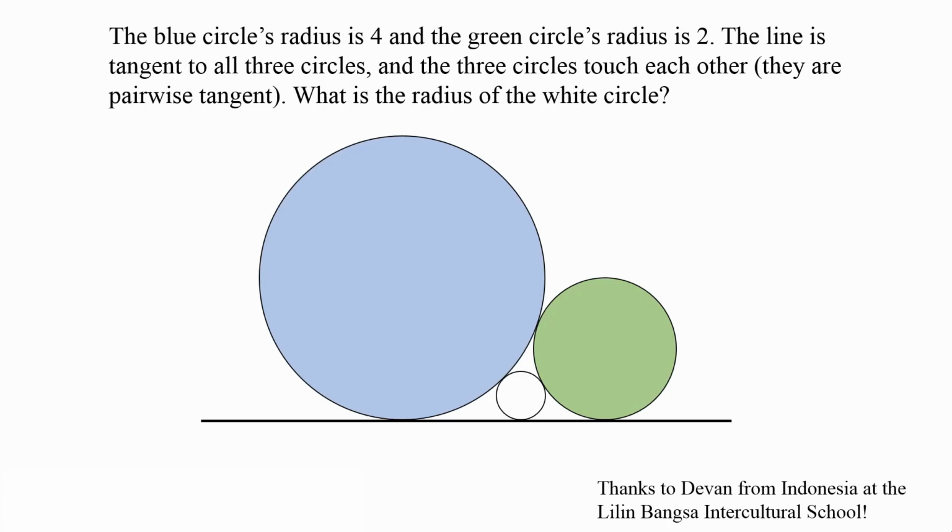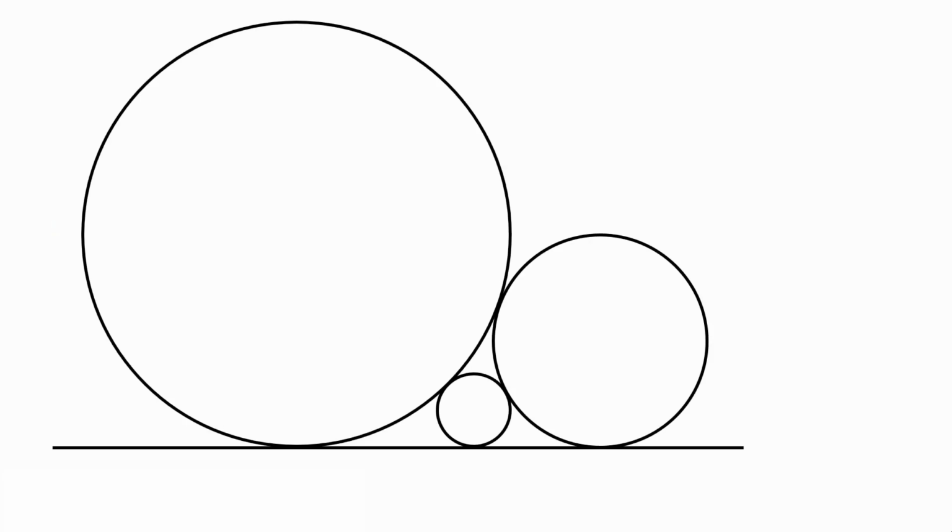Give this problem a try and when you're ready keep watching the video for a solution. So how can we solve this problem? Well, it will involve connecting the centers of these circles. The large circle has a radius of 4, the next largest circle has a radius of 2, and we'll label the third circle's radius as little r.